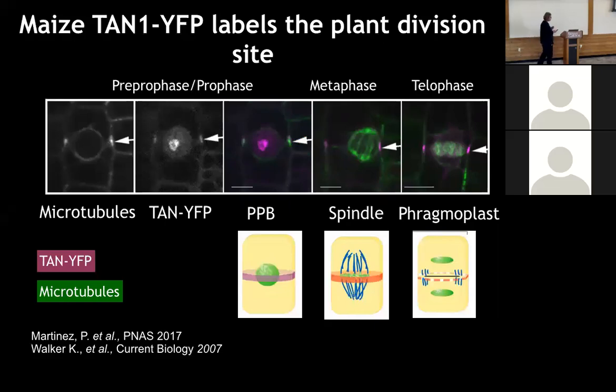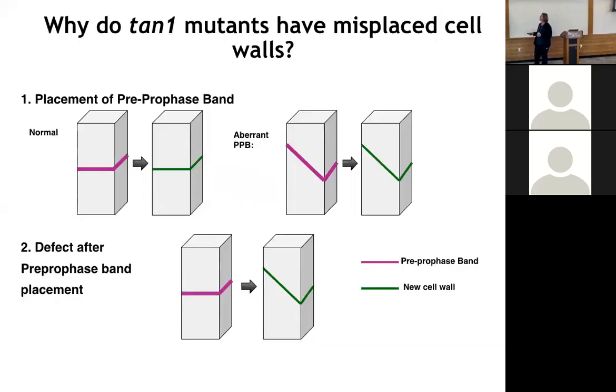So we could come up with two different hypotheses about why the tangled mutant has defective division plane specification. In one scenario, maybe it doesn't make pre-prophase bands. You saw that mutant already. That's not the case here. But maybe it forms the pre-prophase band in the wrong spot, like this.